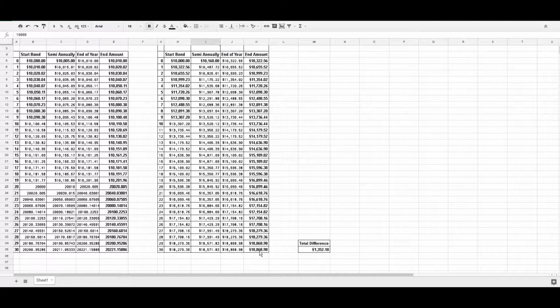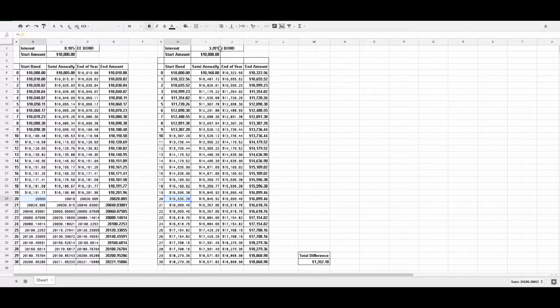So now, after 30 years, our $10,000 with the average of inflation added in gets us $18,868.98. That has a difference of $1,352. Now, the difference isn't too big, it's about $1,000 off. But you could have easily cashed out your EE bond at the 20-year mark, where it was worth $20,000, whereas your I bond is worth about $16,000. That would have been a $4,000 difference right there.